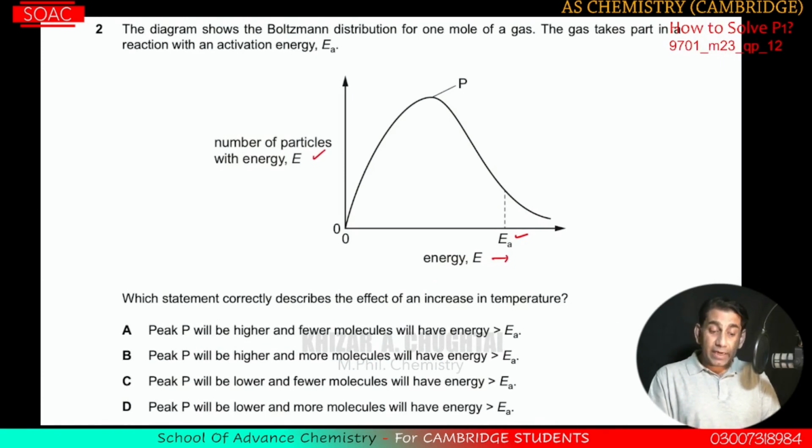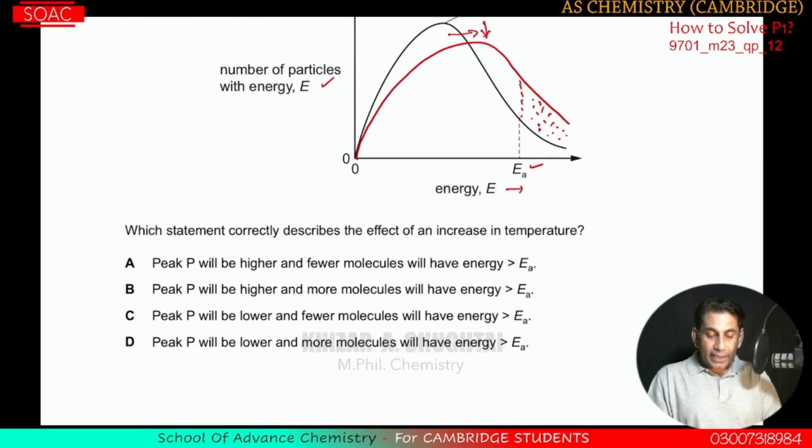Which statement correctly describes the effect of an increase in temperature? So by increasing the temperature, what happens to this curve? I'm going to draw a rough shape of the new curve, almost like that. What is happening basically? Its peak is going to shift to the right-hand side, and it is also decreasing in height. And there is a greater population of molecules having energy more than the activation energy.